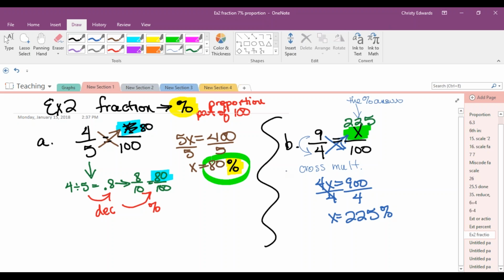Do you see what I'm saying? 9 is more than 8, which is more than double 4. Therefore, 225 is more than double 100. That's logical.